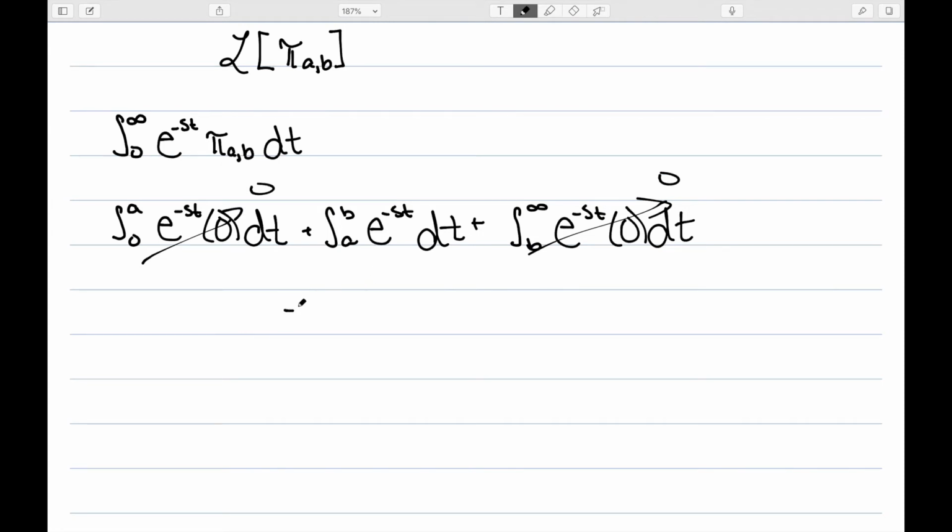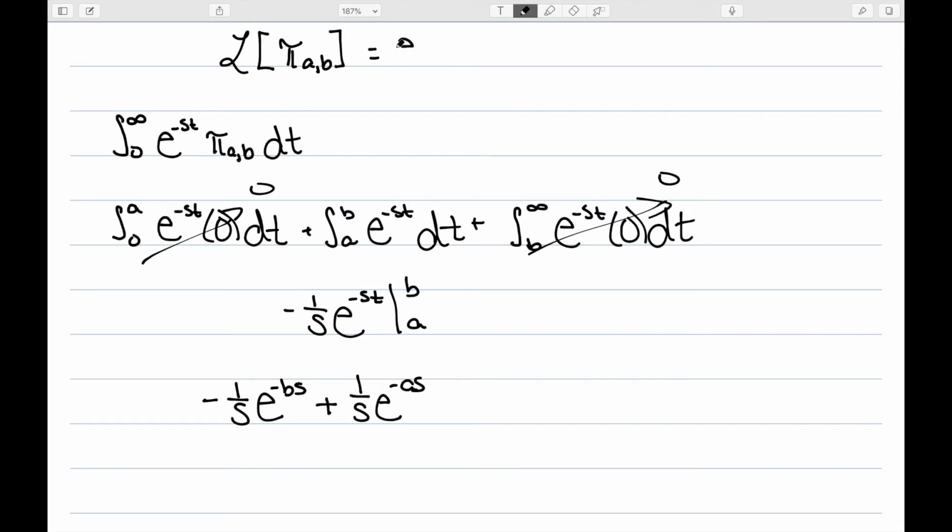The integral of this middle one is minus 1 over s e to the minus st between a and b. This then gives me minus 1 over s e to the minus bs minus negative 1 over s e to the minus as. So I'm going to rewrite this as e to the minus as minus e to the minus bs over s. So this would be the transform of the window function.